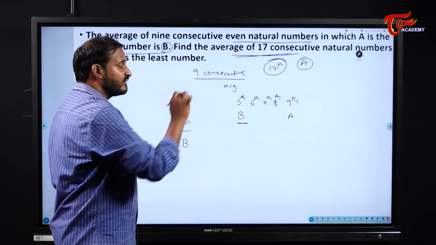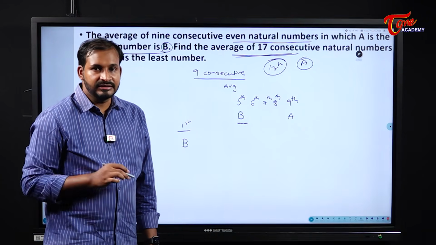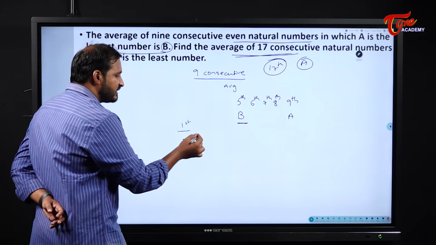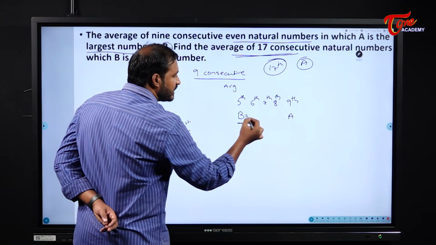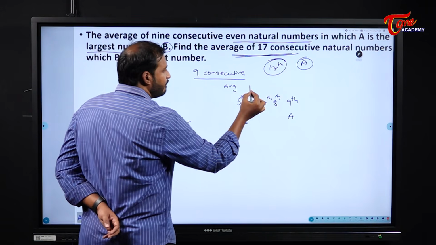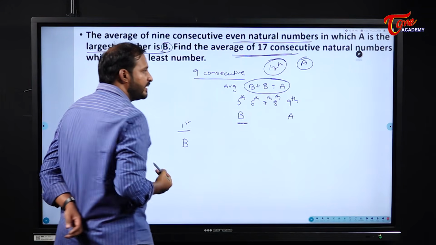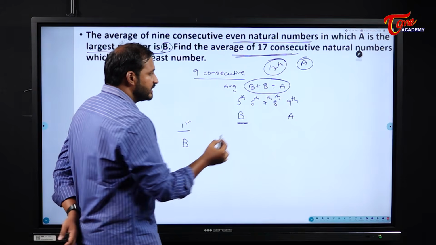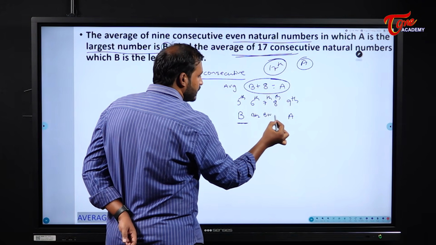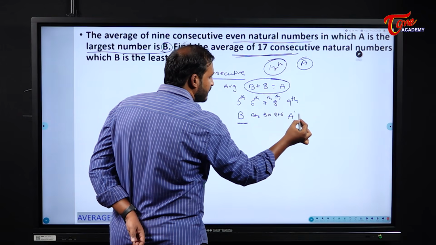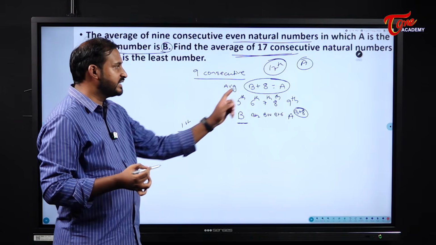So in 17 observations, what will be the average? Ninth term will be the average. So if B is the first term, what is the difference between B and A here? B plus 8 is A, right? Why? Because this will become B plus 2, B plus 4, B plus 6, and the next term will become B plus 8. Why? Because these are even numbers.